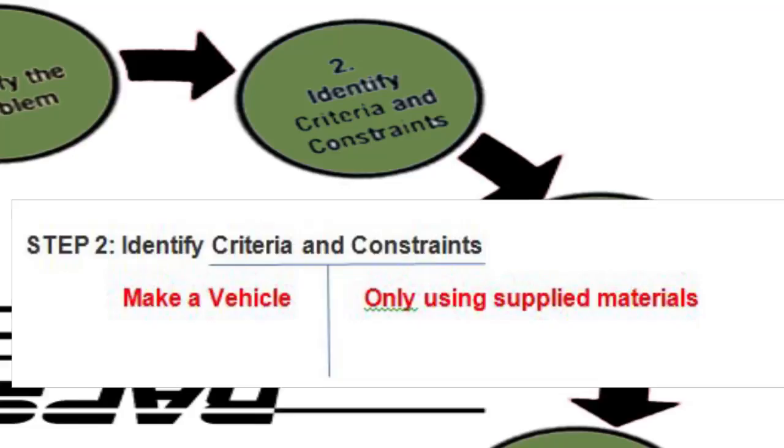Constraints are it has to only be done by a rubber band. Otherwise, you would just throw the car, or you would put a motor on it. You can only be powered by a rubber band. You can only have maybe 2 or 3 or 4 wheels.